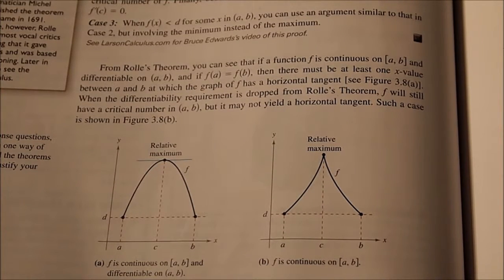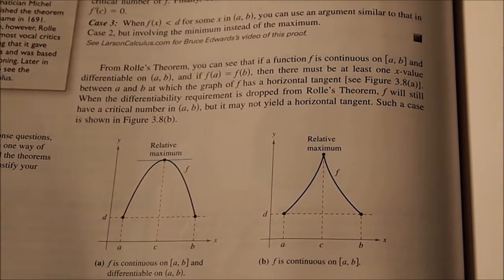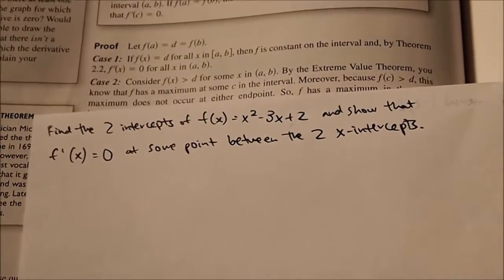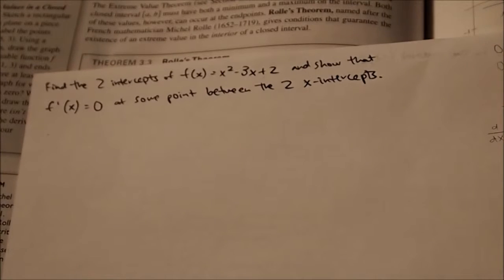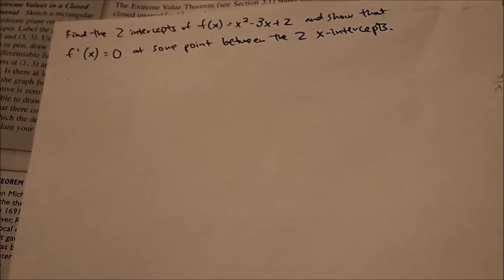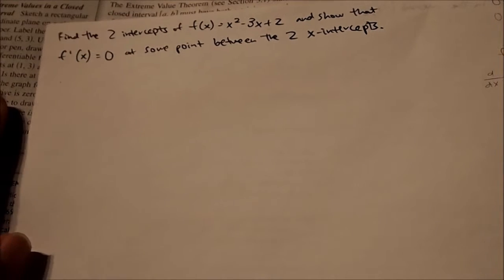Okay, so let's look at a couple examples. We'll start with this one. Find the two x-intercepts of f of x is equal to x squared minus 3x plus 2, and show that f prime of x is equal to 0 at some point between the two x-intercepts.